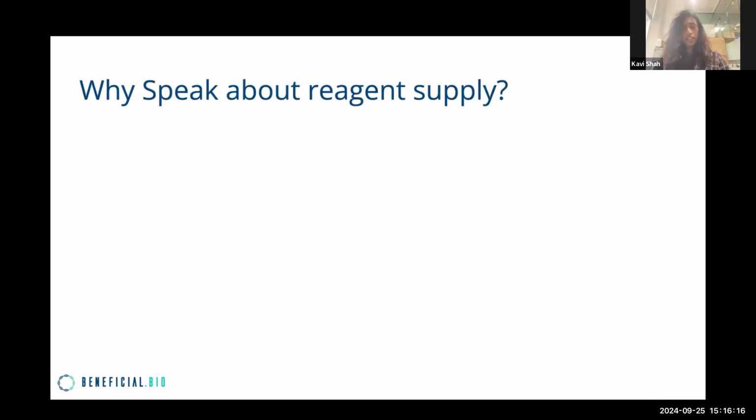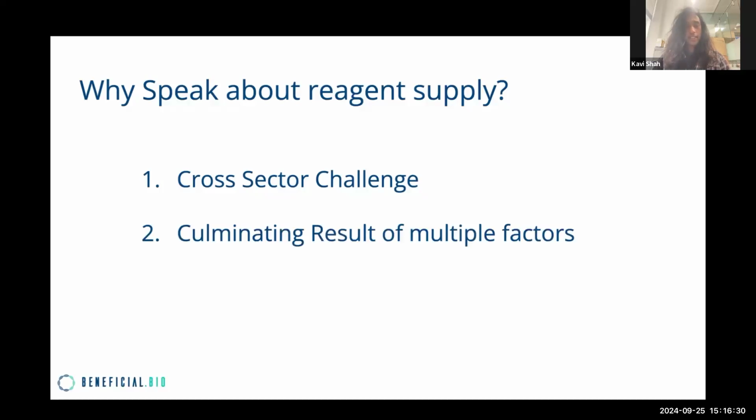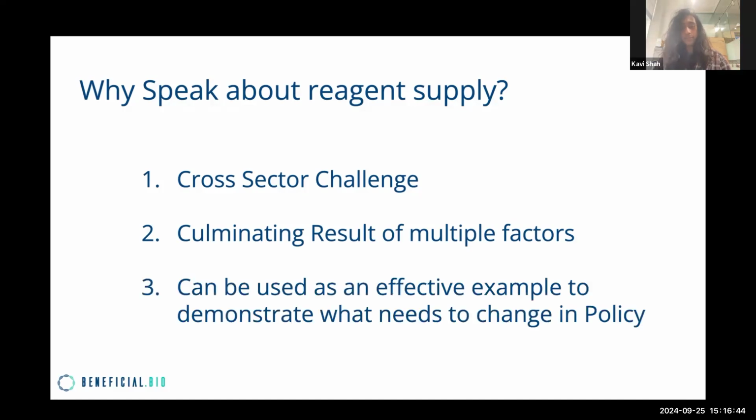Why I've chosen to speak about reagent supply is because it's a cross-sector challenge that's present both in industry and academia. It's the culminating result of multiple factors, which is why it's a good case study to bring together the multiple factors affecting biomanufacturing and bioproduction. Therefore, it can be used as an effective example to demonstrate what needs to change in policy.